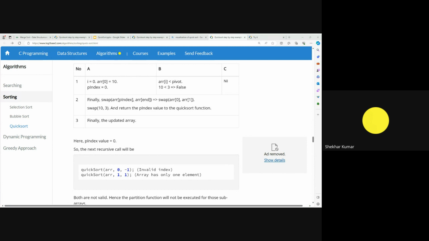I will send all the notes of the divide and conquer approaches in the group. Kindly go through it. Now it is clear to you. There are three algorithms in the divide and conquer approach. First one is binary search, then merge sort, and the quicksort algorithm.